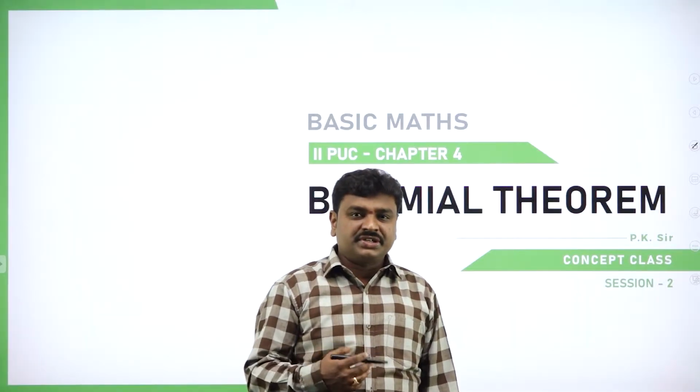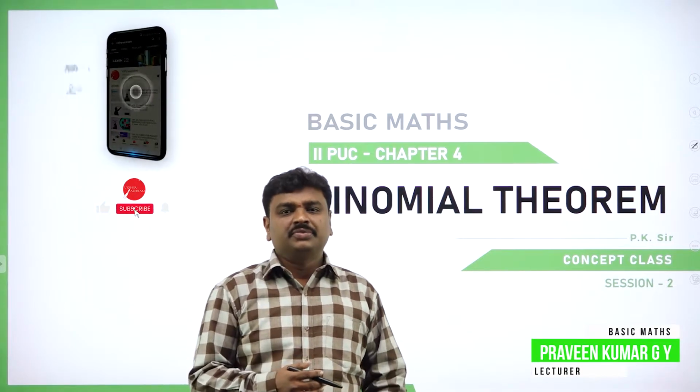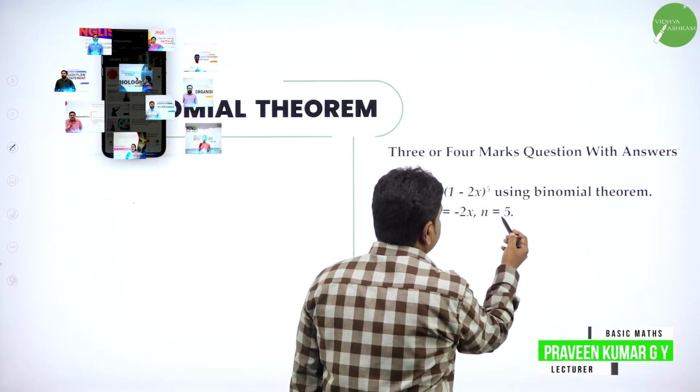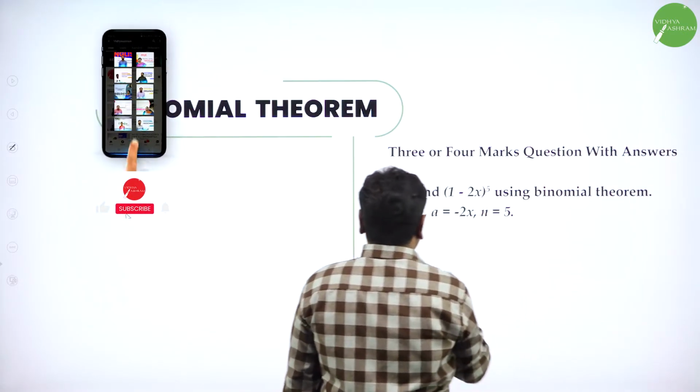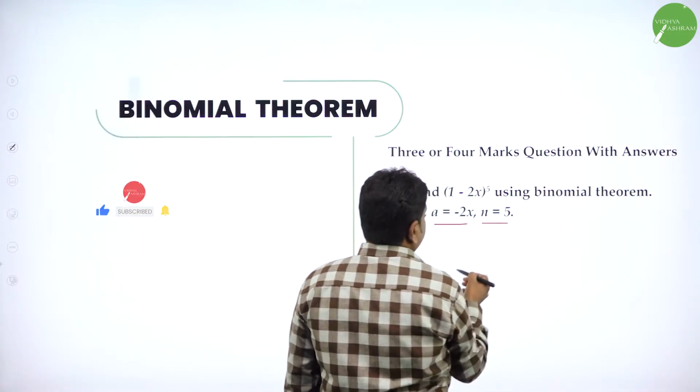Welcome to the session, dear students. In today's class, I'll go ahead with the problems of binomial theorem. Expand (1 minus 2x) power 5 using binomial theorem. And they give x value as 1 and a value as minus 2x and n value as 5.